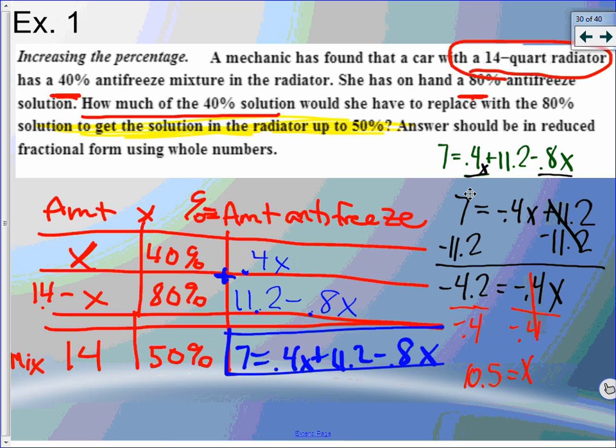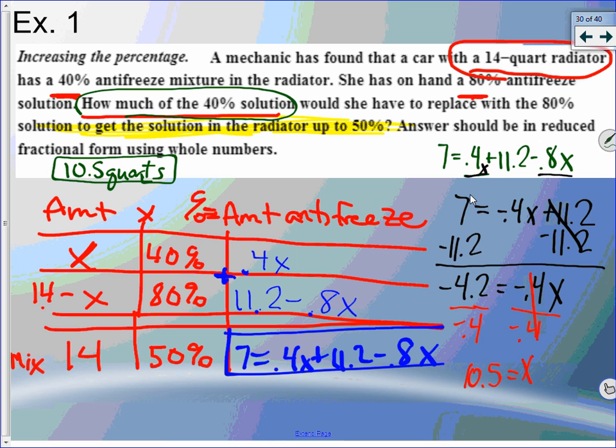Okay. Questions on that? So X is the amount of 40% solution, and it says how much of the 40% solution. How much? Well, it's 10.5 quarts, because I got X is 10.5. Questions about that one?